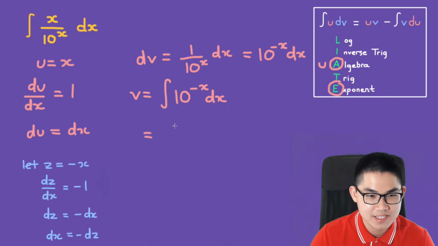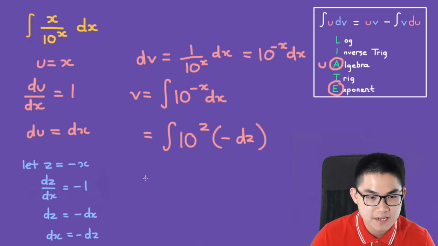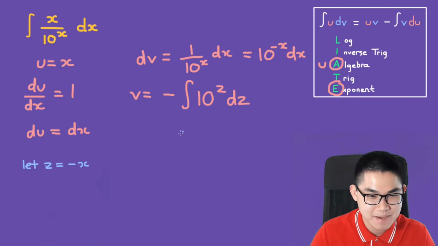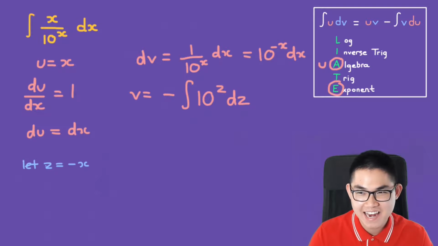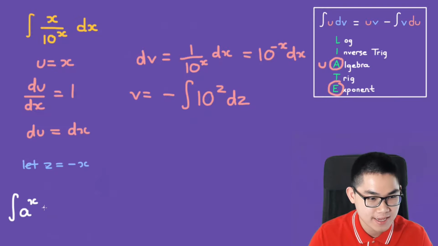And this integral is equal to 10 to the power of z, and dx is negative dz. Let's move the negative sign outside, and we have negative the integral of 10 to the power of z dz. I'll clean up a bit because I need more space, so here is our current step. Now, if you remember the formula, the integral of a to the power of x dx is equal to a to the power of x over ln of a plus c.